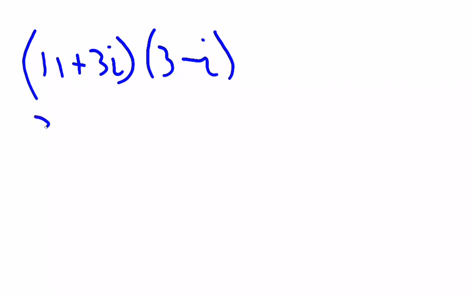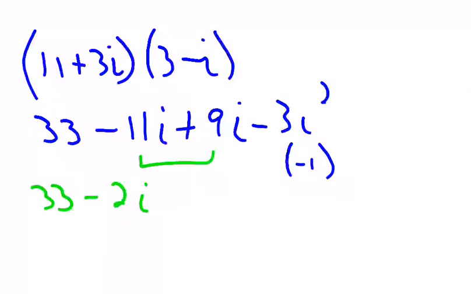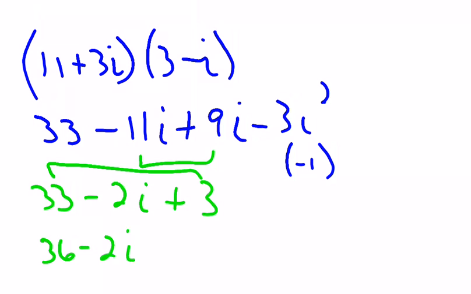So 11 times 3 is 33. 11 times -i is -11i. 3i times 3 is +9i. 3i times -i is -3i squared. But again, i squared is -1. So we have 33. These two combine. We get -2i. But then we have a -3 times a -1 gives us a +3. And so now these two can combine. And we get 36 minus 2i.